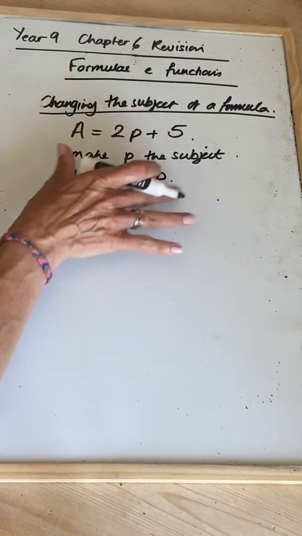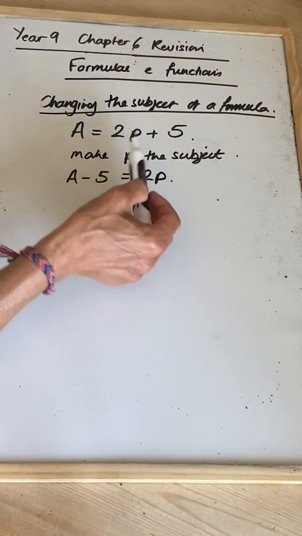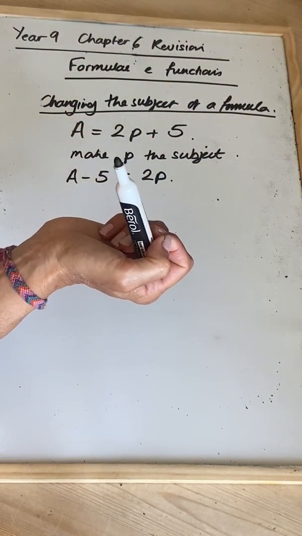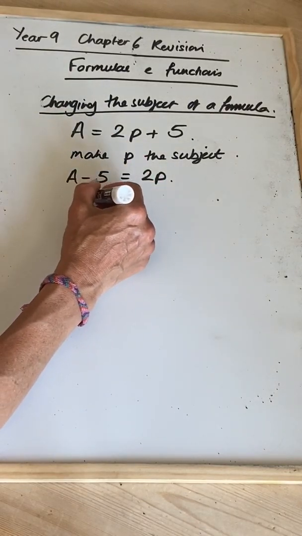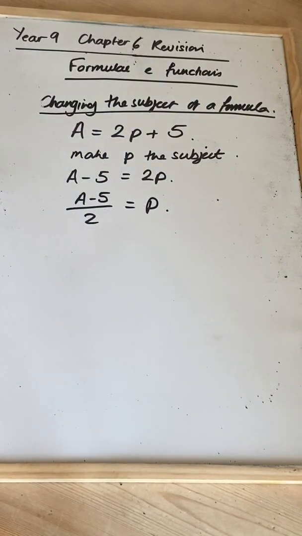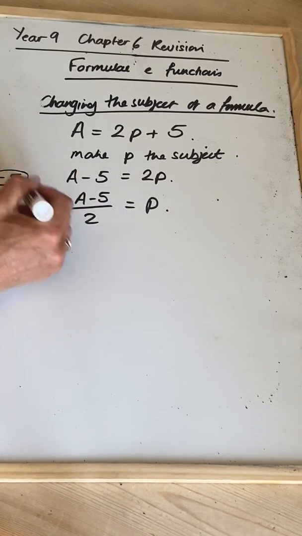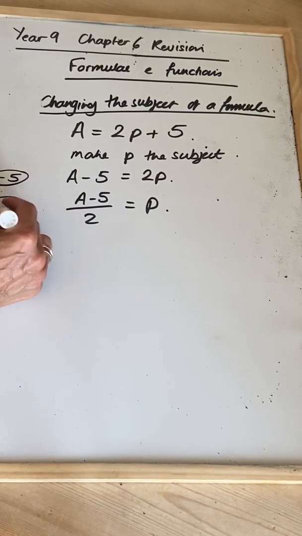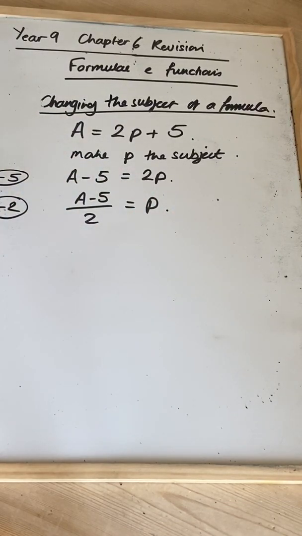And you treat it just like you would a normal equation. You do the same thing to both sides. So taking away 5 from this side, you've got to take it away from that side as well. And then to get P on its own, we're going to divide by 2. So we've made P the subject, okay? The processes are the same as for algebra. Here I've taken away 5 from both sides and divided by 2 on both sides. As long as I do the same thing to both sides, I'm safe, okay?